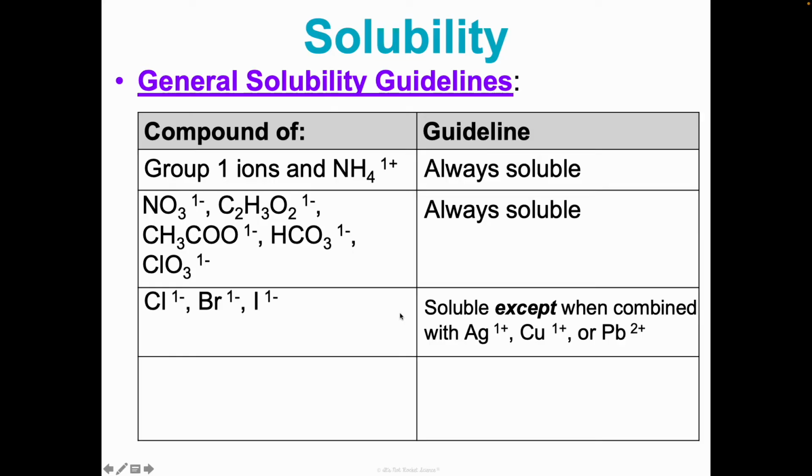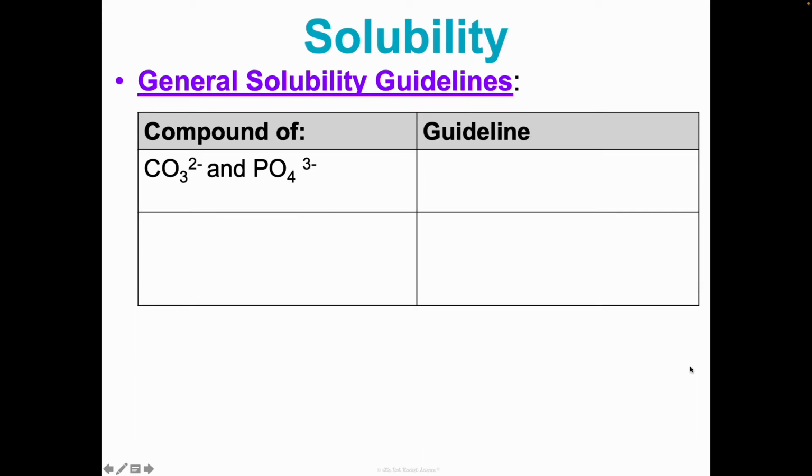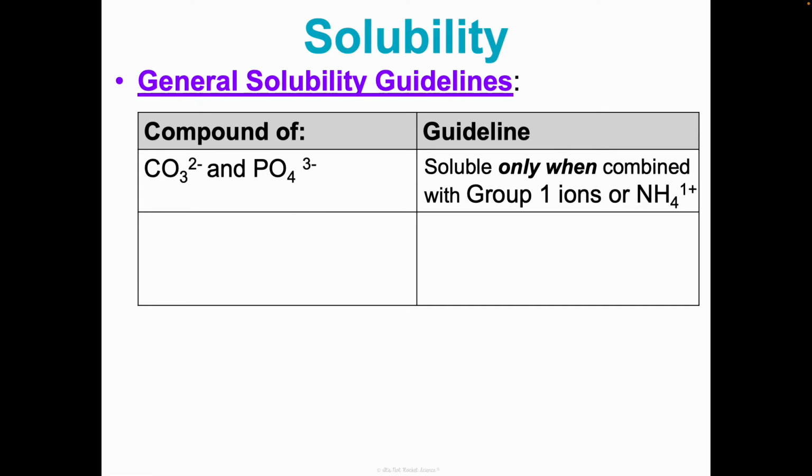I will only be asking you questions based on this. I'm not going to expect you to know that lead chloride would dissolve in really hot water, but this is the template that you will use. The sulfate ion: sulfate compounds are soluble except when combined with any of these ions. And then carbonate and phosphate are soluble only when they're with those group 1 ions or ammonium.